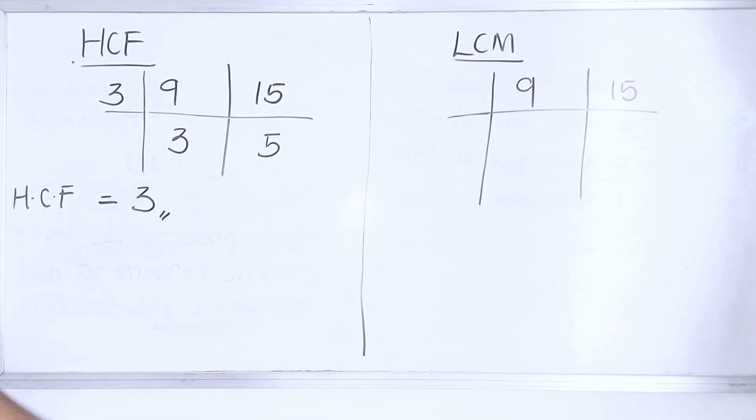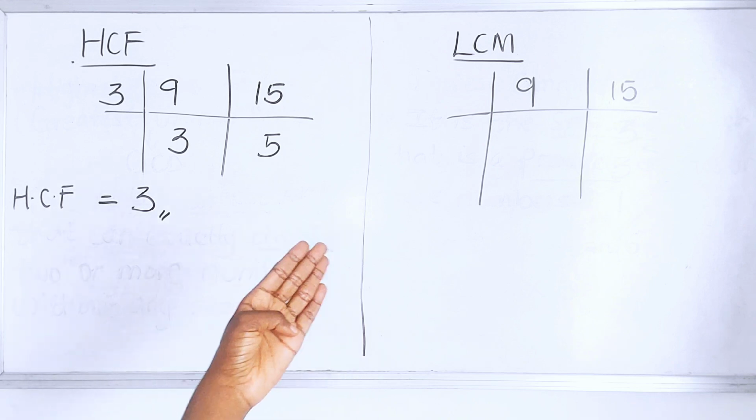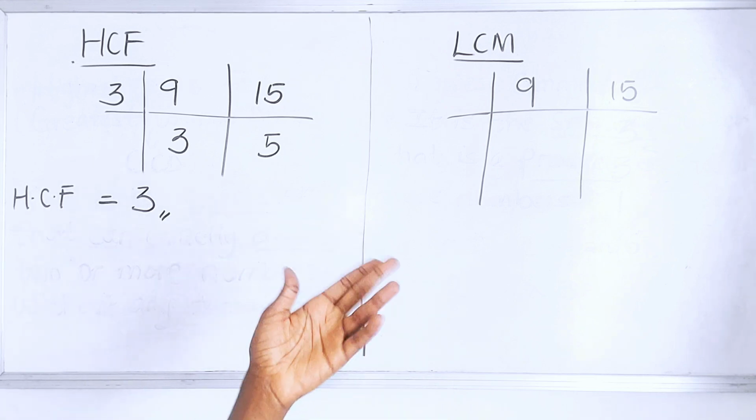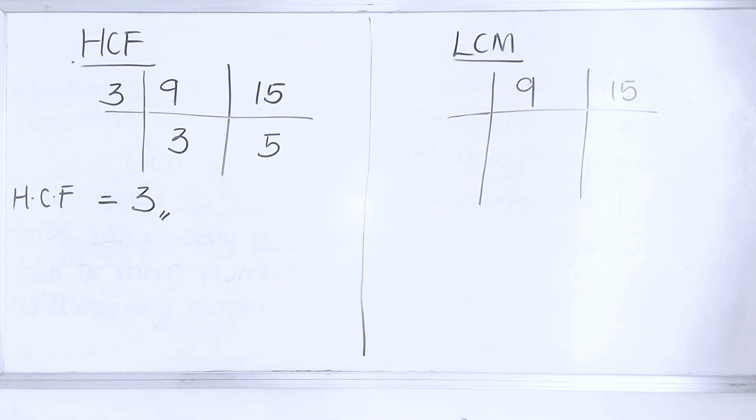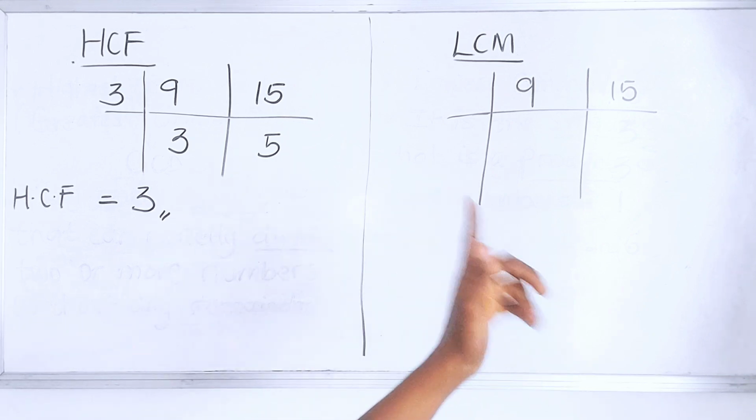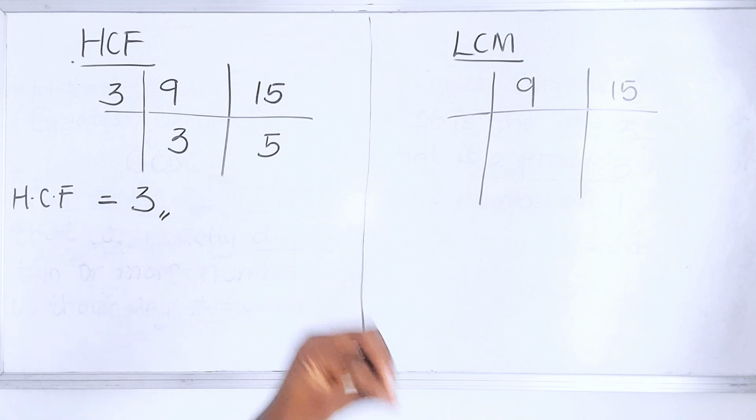Now for LCM, we already said that you don't have to bother about it going at the same time. You can always finish with 9 and then go to 15. However, make sure that there is a number that can divide it without a remainder. Like we said, these are odd numbers, so you can't try 2 because 2 will go in 9 with a remainder of 1. 2 will go in 15 with a remainder of 1. So we're moving to 3.